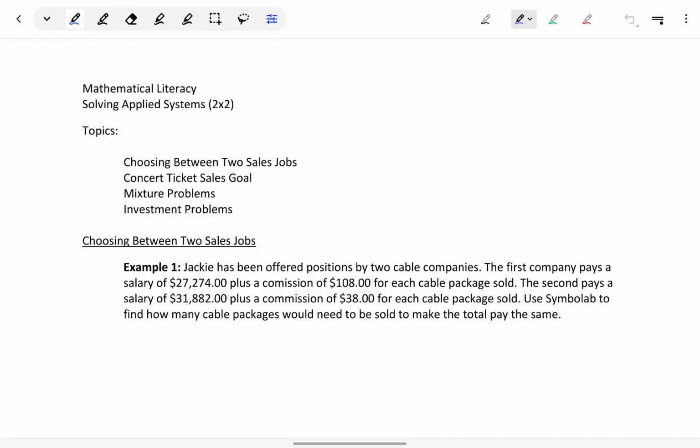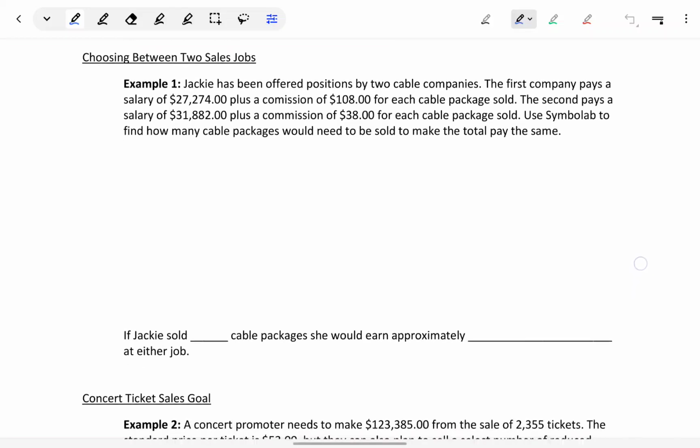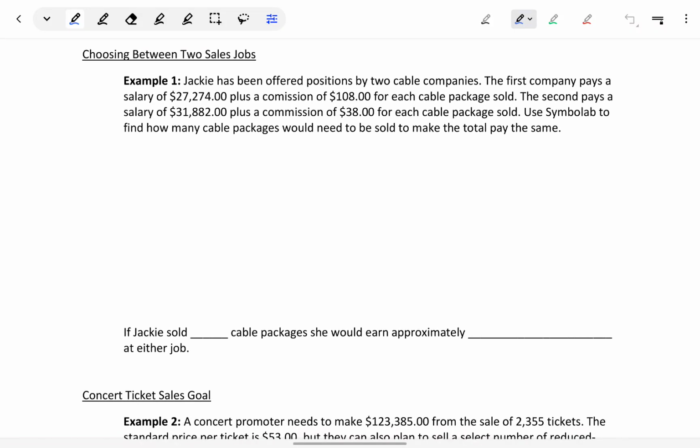In this section, we want to take a look at the type of applied questions we can solve using systems of linear equations to see how this theory can connect to some real-world scenarios. The first example we want to look at is a case where we're choosing between two sales positions.